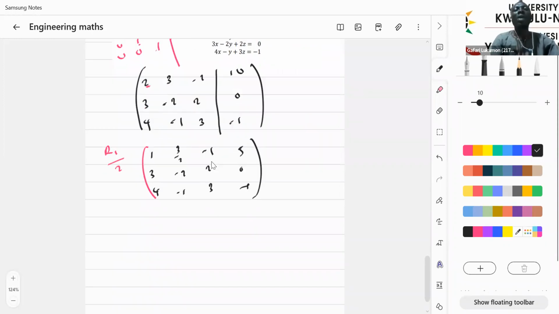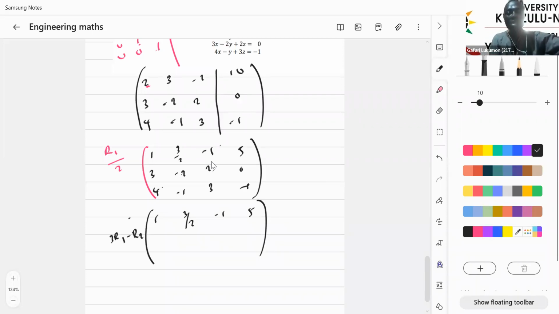Okay, now, to make this, we have 1, 3 over 2, minus 1, 5, right? How do we make this to be 0? You know, we are interested in having 1, 0, 0, 0, 1, 0, 0, 0, 1. Okay, let us make this to be 0. How do you make this to be 0? Just say 3 row 1 minus row 2. It's because we want this guy to be 3. The moment it is 3, I can just say 3 minus 3 straight away. I hope you understand now.